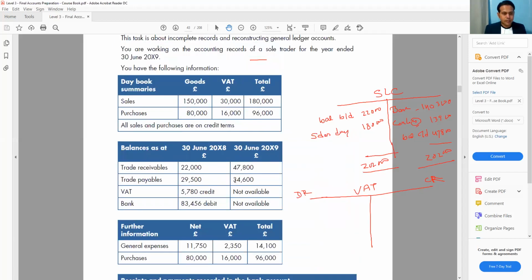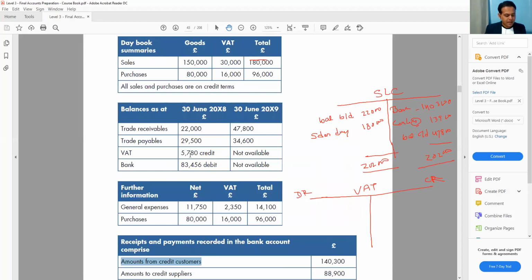All right, so let's talk about the VAT. So VAT we have 5,780. This is our credit balance. Normally VAT is a credit balance. If you see the question, and obviously if they don't say anything, even debit or credit, you need to understand VAT is a liability. So it is normally a credit balance. So we're going to write VAT balance BD, that is 5,780.